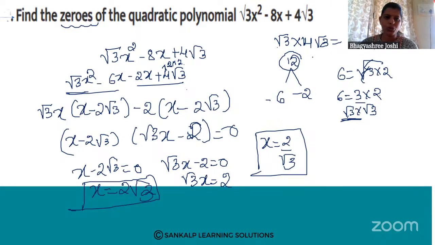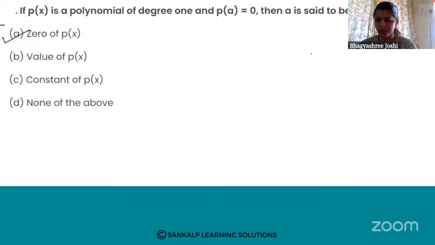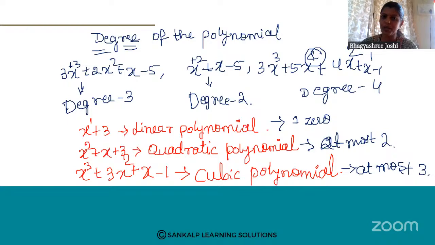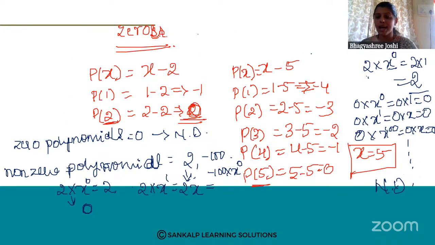So today we discussed polynomials, algebraic expressions, types of polynomial, degree of the polynomial and zeros of the polynomial, and also we discussed some 1 mark questions, right?